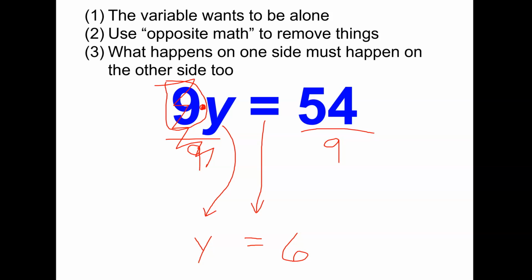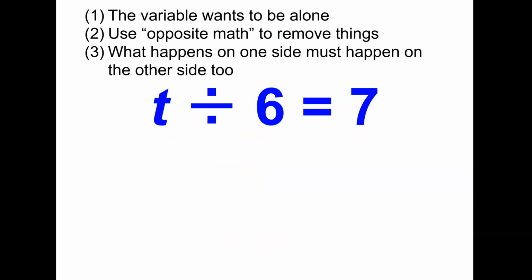One last example, this time division. T divided by 6 equals 7. Yes, I know in the previous slide I said that we would be using the slash mark for division, but I decided to use the old school division mark here just for clarity. So we're trying to ask what number divided by 6 gives us 7. Okay, rule number 1. The variable wants to be by itself. T. Nothing in between it and the equal sign.